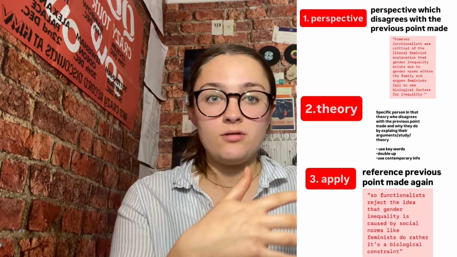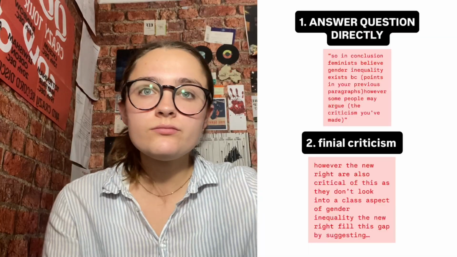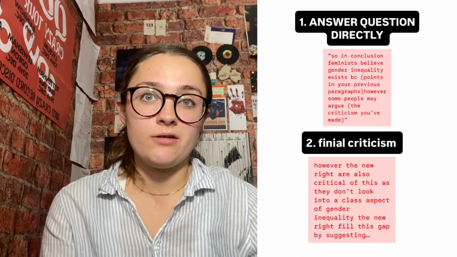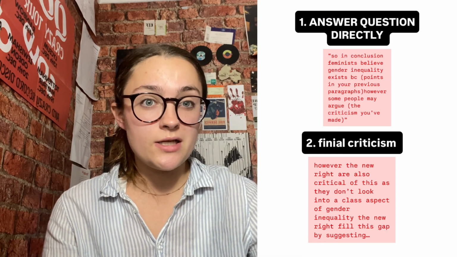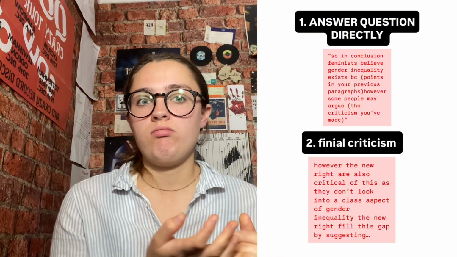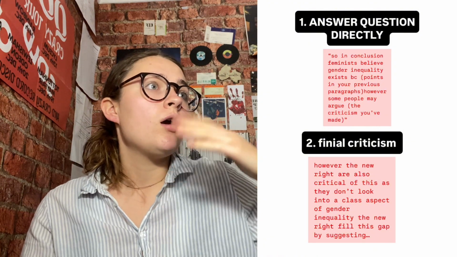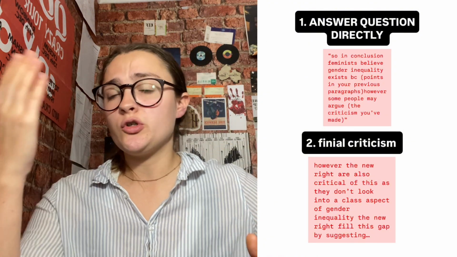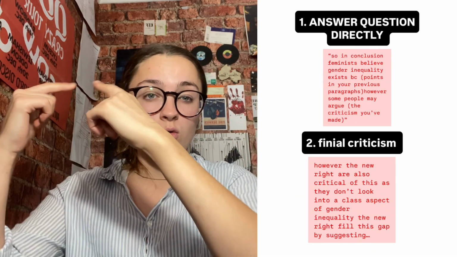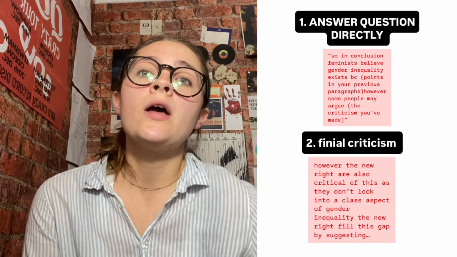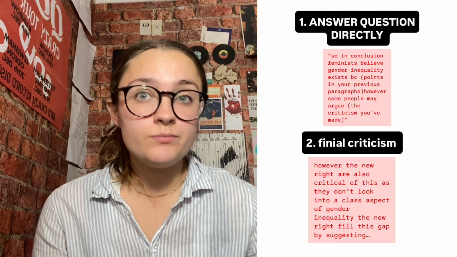Then, finally, your last point, like type 1 questions, is going to be your critical conclusion. You answer the question directly. So, in conclusion, feminists believe gender inequality exists because of, and then name your points. So, gender norms, patriarchal control, social media, legislation, anything. You just outline what you've said in all your previous paragraphs. And then you're going to give your final criticism.